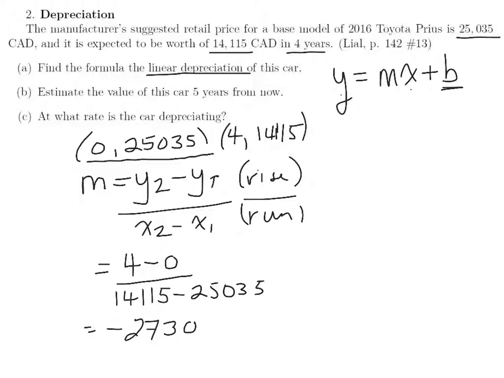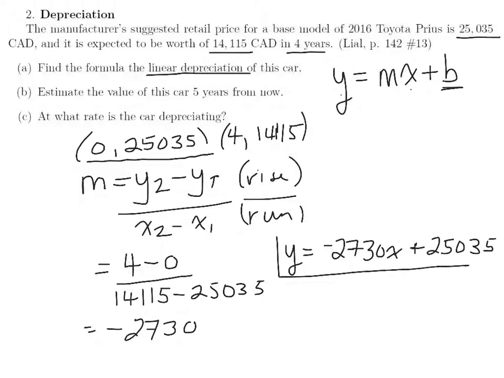So our function is going to look like this. Y is equal to negative 2,730x plus $25,035. So now with this linear depreciation function, we can estimate the value of this car some years down the road. In the case of question part B, it says to find the value 5 years from now. And we can also determine at what rate this car is depreciating. And I'm going to take it to the next page.